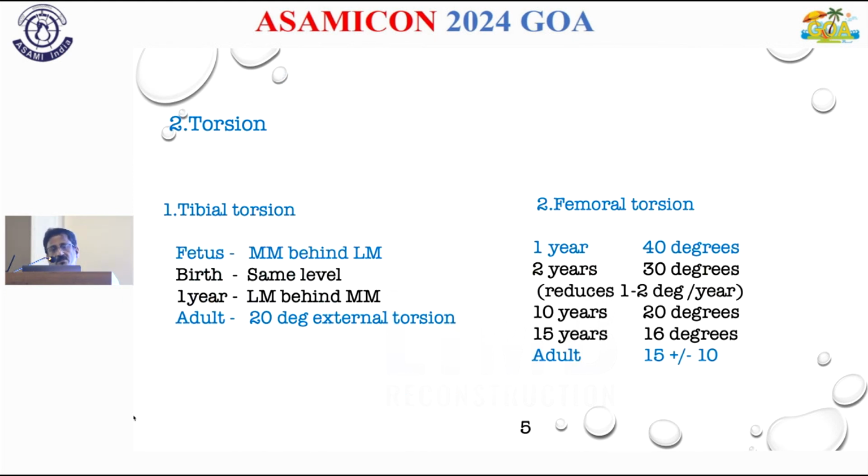Similarly, torsional changes also occur, in both tibia and femur. In the fetus the medial malleolus is behind the lateral malleolus; in the adult it becomes 20-degree external rotation. Similarly in the femur, at 1 year it is 40 degrees, then in the adult it becomes normal. So if an arrest occurs at any of these stages, a rotational or angular deformity can occur.